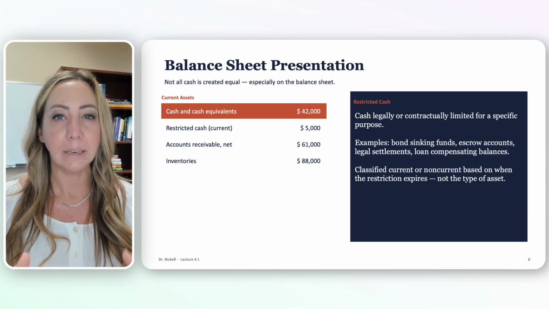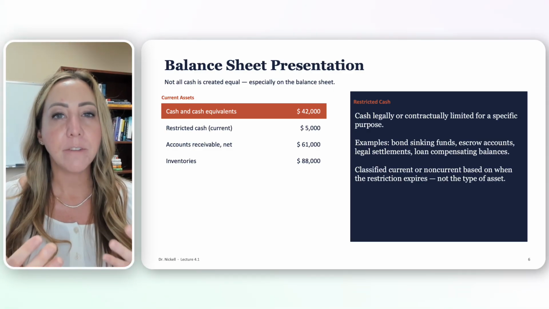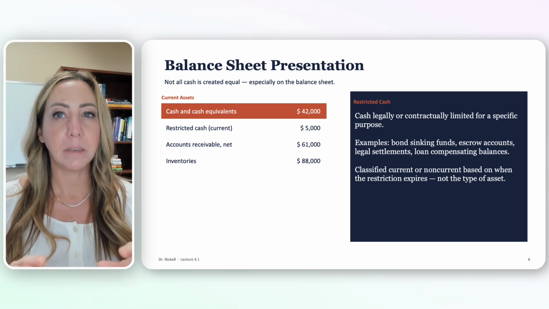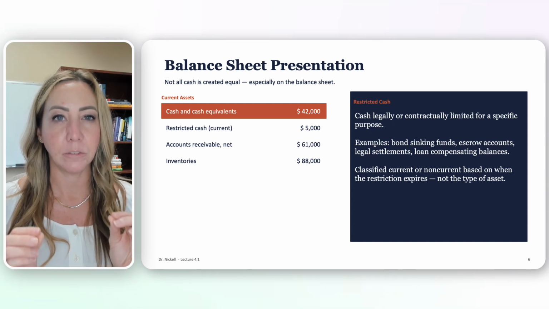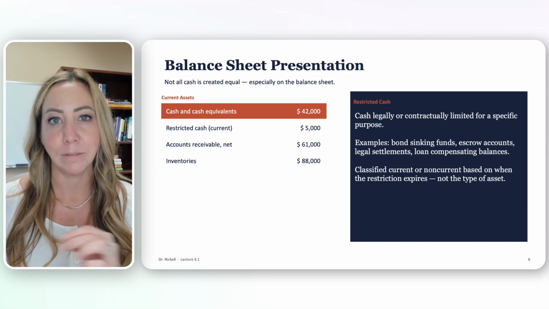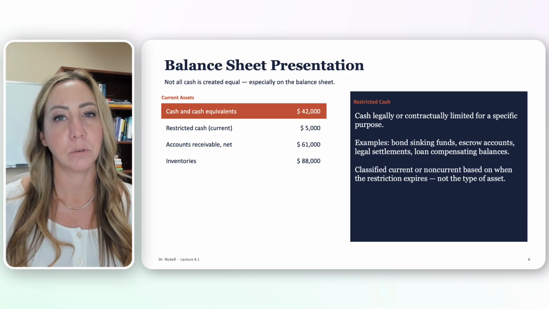If the restriction lifts within a year, it's current. If it extends beyond a year, it's non-current. Why does this matter? Because if you see a company with $50 million of cash, but $45 million of it is restricted, the liquidity picture is very different from what the headline number suggests.